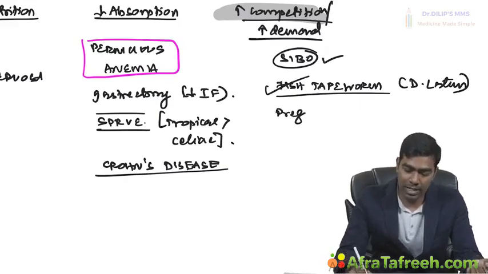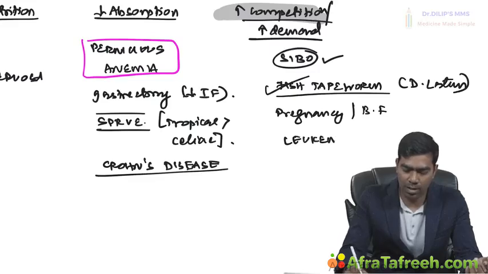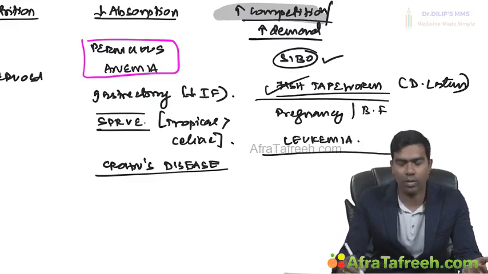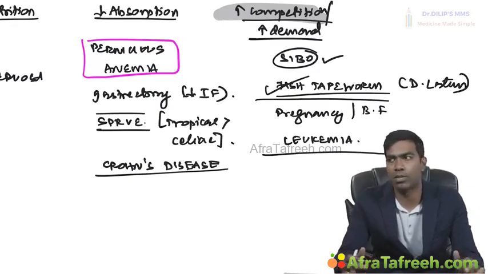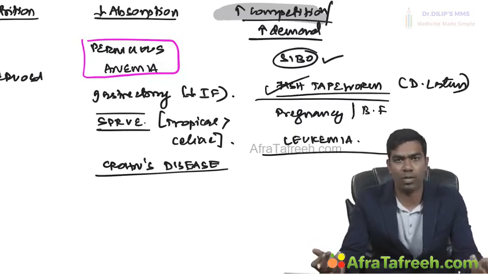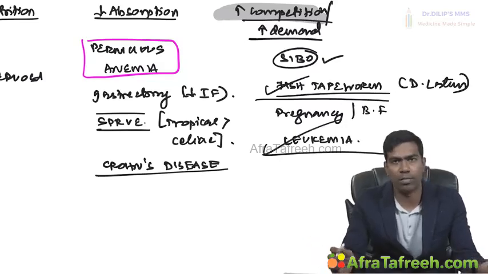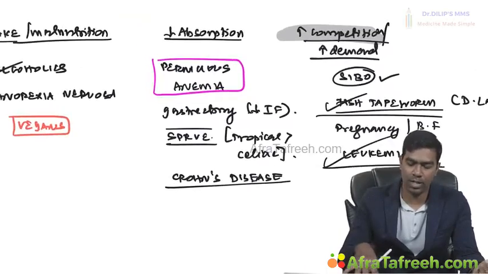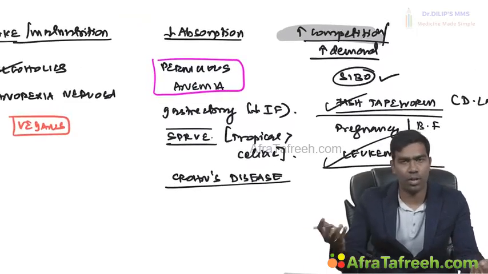And increased demand happens in pregnancy, in a breastfeeding mother, and when a patient has leukemia, where the leukemic cells and the malignant cells have high competition for B12 because of their very high nuclear proliferation rates. They need B12 for nuclear maturation, so they consume a lot of B12. So in leukemia, again because of the increased demand, you're going to get a B12 deficiency.